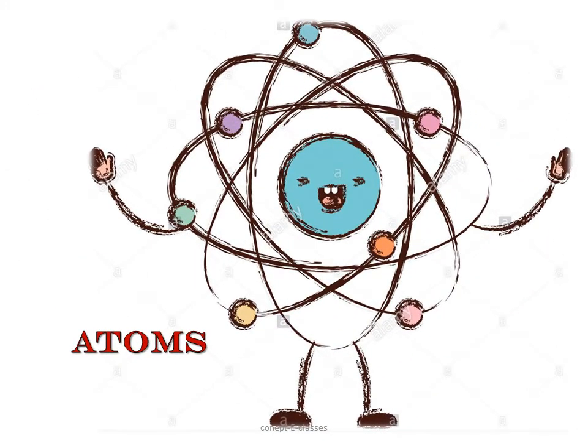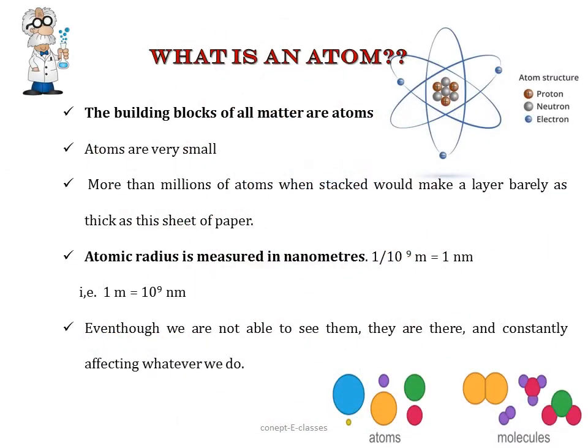Now let's see atoms. Now, what is an atom? Atom is the smallest unit of an element, or the smallest unit of matter is termed as atom. Now, this is the structure of an atom. We have protons, neutrons, and electrons. We'll study more about this structure of an atom in the next chapter.